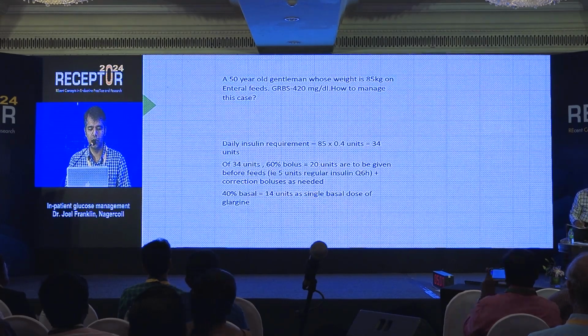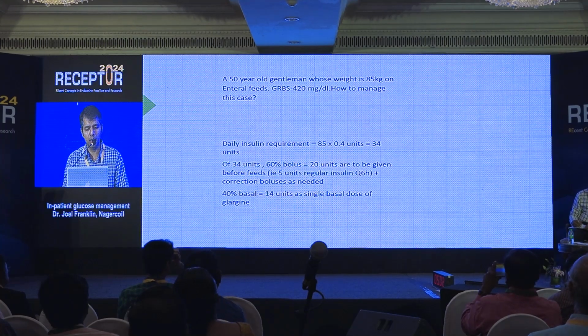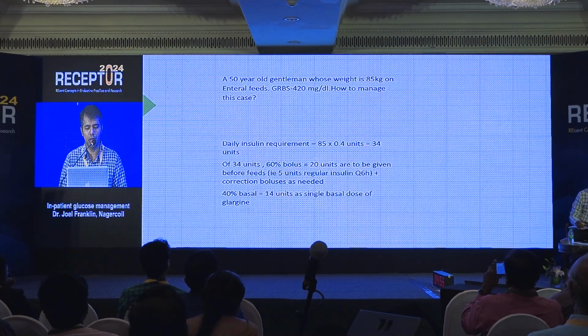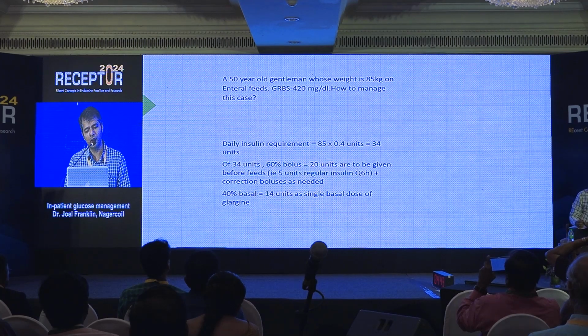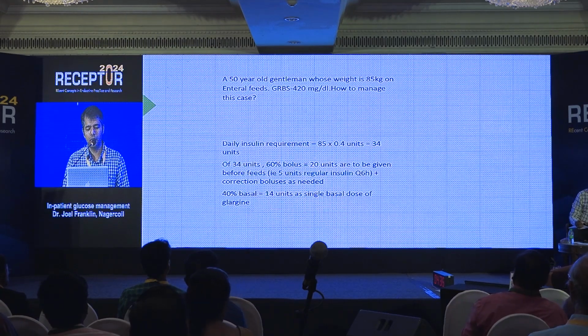An example: a 50-year-old gentleman whose weight is 85 kg is on enteral feeds, GRBS is 420. How to manage this? The daily insulin requirement I have taken as 0.4 units per kg. So 85 times 0.4 is around 34 units. Of the 34 units, 60% bolus means 20 units to be given before feeds. You can give 5 units of regular insulin 6th hourly or 7 units 8th hourly plus correction bolus as needed, and 40% basal, so 14 units as a single basal dose of glargine can be given now.